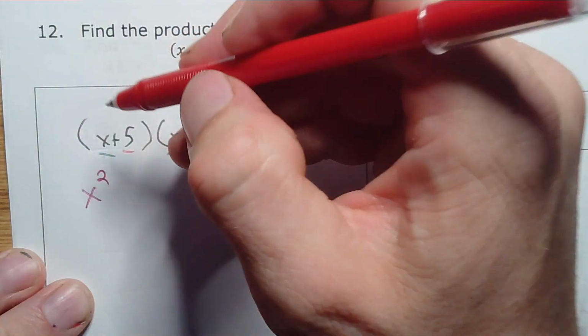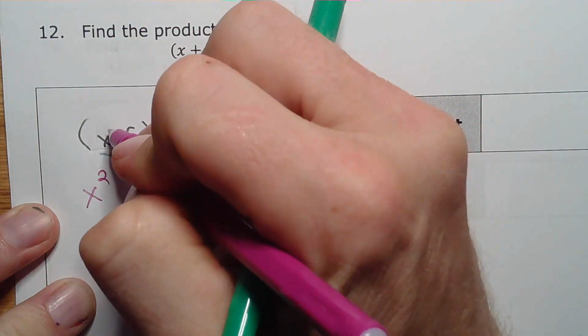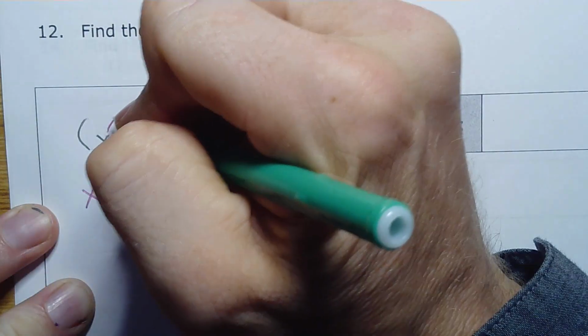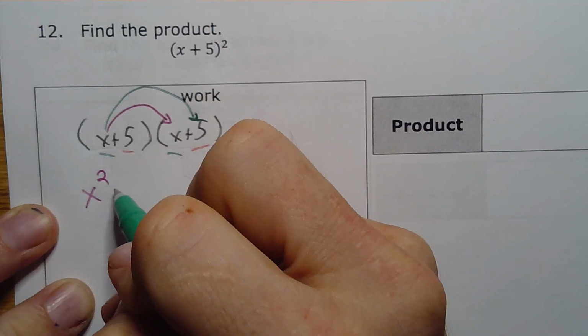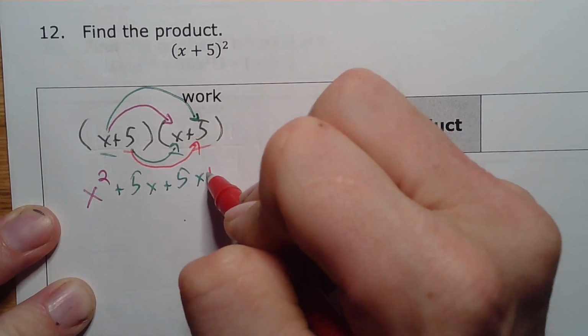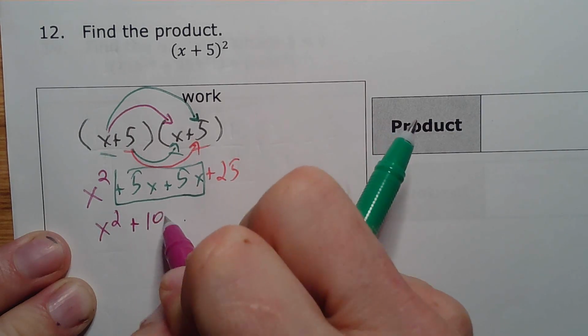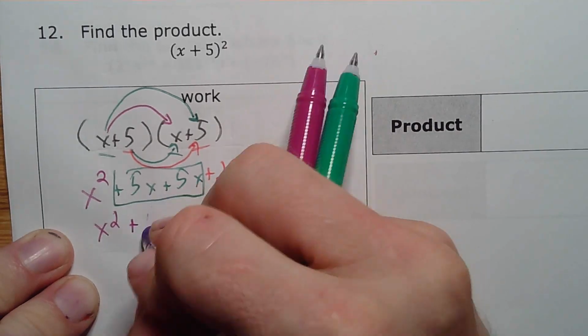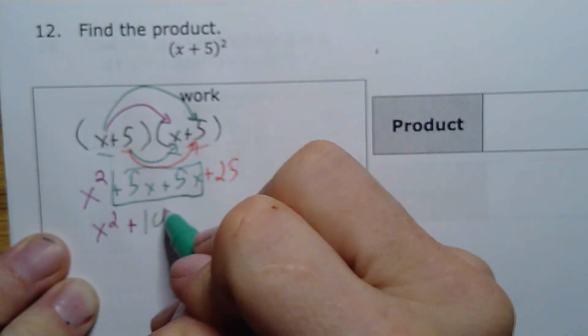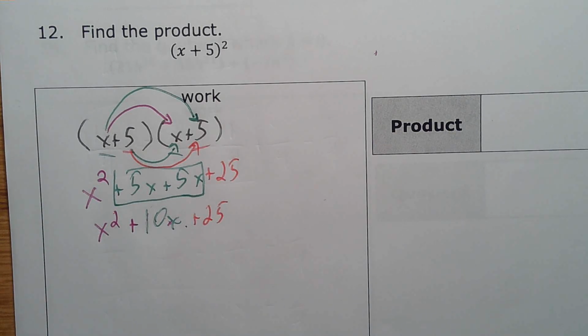All right, and then we're just going to be green because we're doing an x. X times x is x squared. Then we have a green times a red, and that's just going to be another green, because x times 5 is plus 5x. And then we're going to do a 5 times a 5, which is plus 25. Combine these two together, and you're going to get x squared plus 10x plus 25. All right, so that's one way to do it.